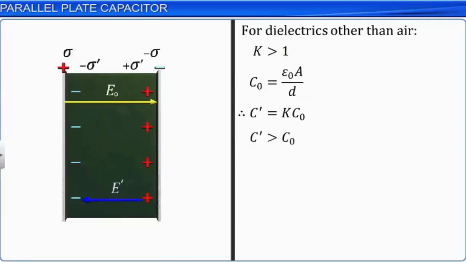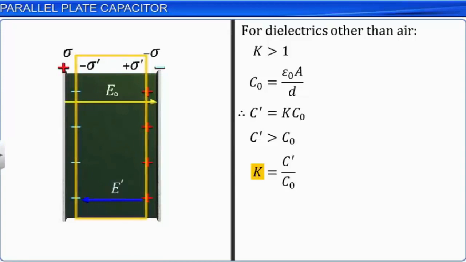We can also write K as the ratio of C dash to C naught. Thus, the dielectric constant K is a dimensionless quantity and has no unit since it is a ratio between similar quantities. Dielectric constant is also called the relative permittivity of the medium and is also denoted by epsilon r. K is also known as the factor by which the capacitance increases when a dielectric medium fills the intervening space between the plates of the capacitor. Therefore, we see that by introducing a dielectric medium between the plates of the capacitor, the capacitance of the parallel plate capacitor increases.